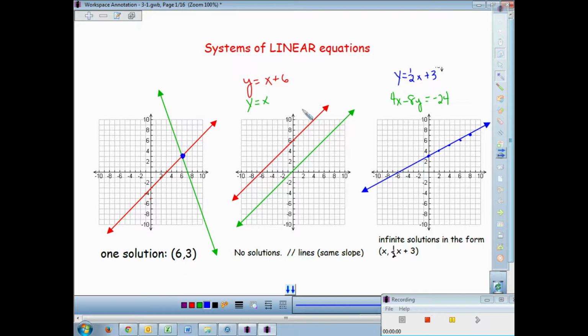Those lines could never intersect at all, meaning they were parallel to each other. You can tell those lines are parallel because they have the same slope, so that means there's no solutions, because we're looking for where these lines intersect and they don't intersect.